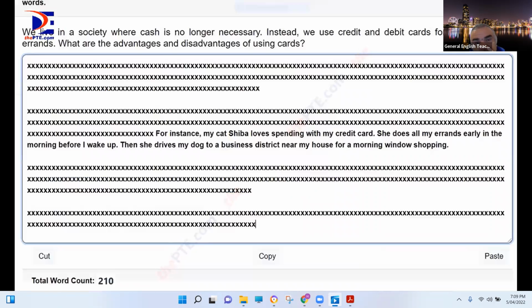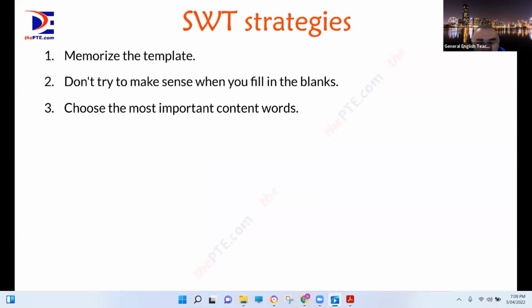So the moral of the story is that so long as the grammar, spellings, and punctuation of your essay are okay, you do not need to necessarily make sense in your sentences. Number 3, choose the most important content words.